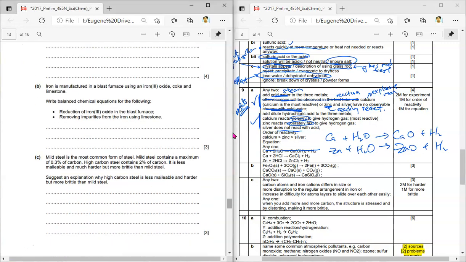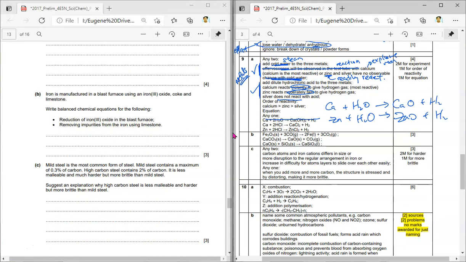Okay. So next one under the chapter of metals, we talk about the blast furnace. Iron is manufactured in a blast furnace using iron(III) oxide, coke, and limestone. Write balanced chemical equations for the reduction of iron(III) oxide and the removal of impurities. So the reduction of iron(III) oxide is actually the main reaction here. Do take note, because they're asking for a balanced chemical equation, generally you need not include state symbols. However, I want to highlight that for this step here, you might want to include a state symbol.